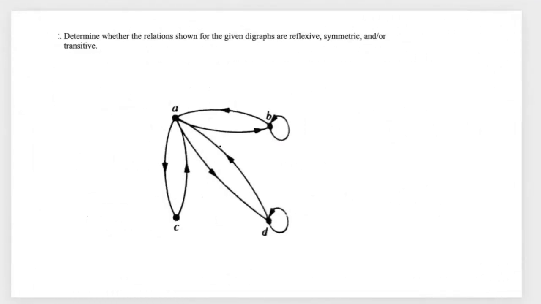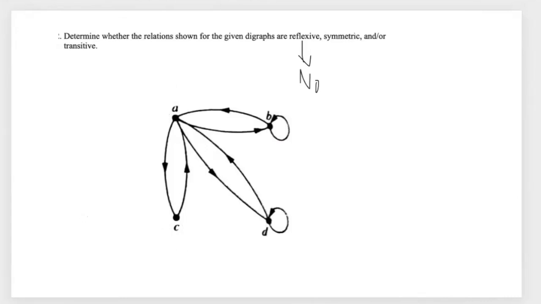Okay, determine whether the relation shown in the diagram is reflexive, symmetric, and or transitive. Reflexive, this would be no, because you can see we don't have any CC. So we need to have AA, BB, so no AA also. So we have to always state why it is not.